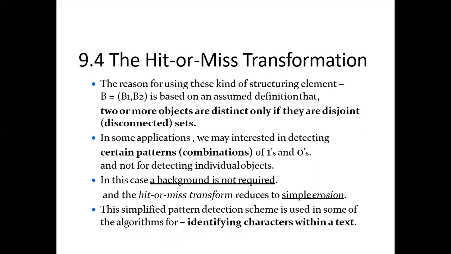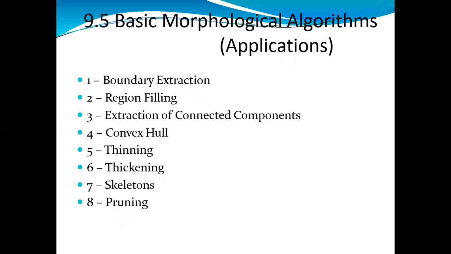The reason for using this kind of structuring element is based on the assumed definition that two or more objects are distinct only if they are disjoint or disconnected sets. In some applications, we may be interested in detecting certain patterns of ones and zeros and not individual objects. In this case, a background is not required and the hit or miss transformation reduces to simple erosion. This simplified pattern detection scheme is used in some algorithms for identifying characters within a text.